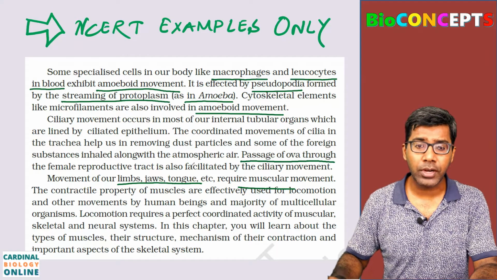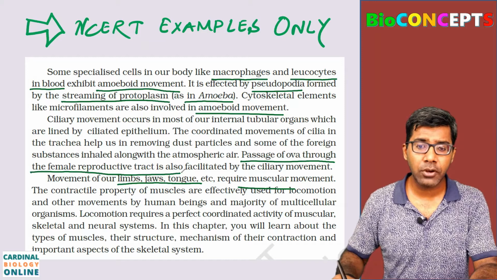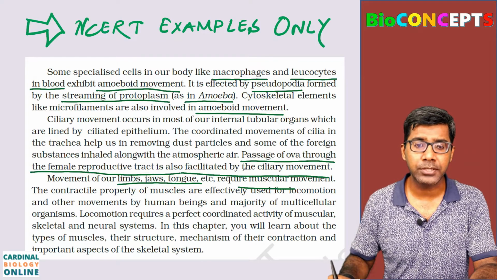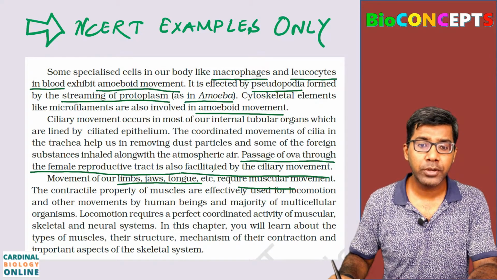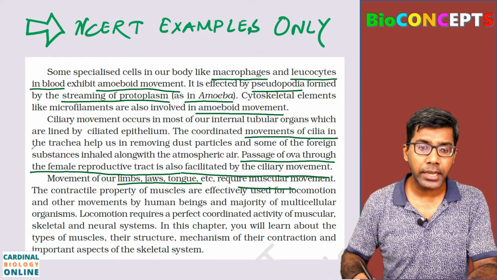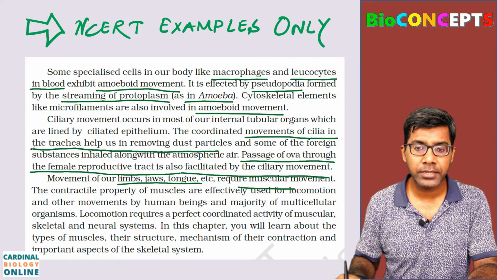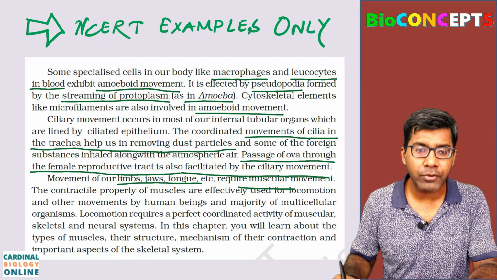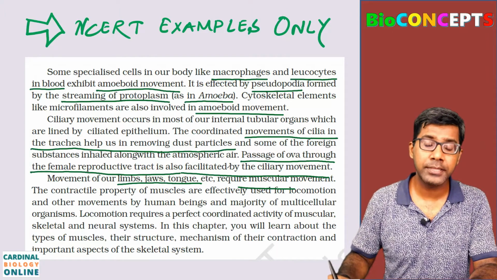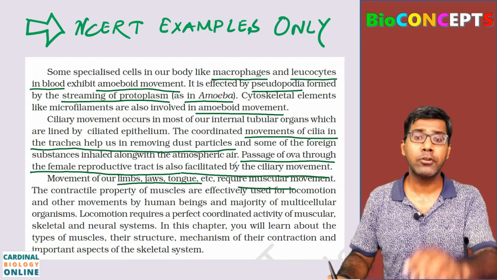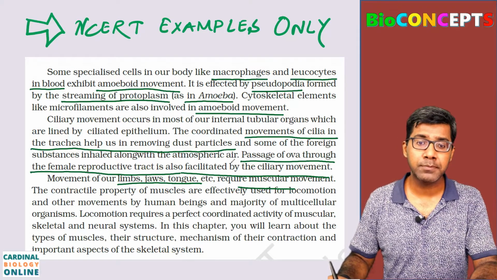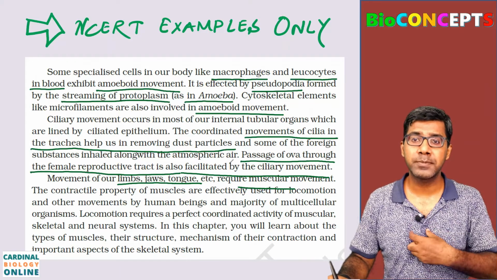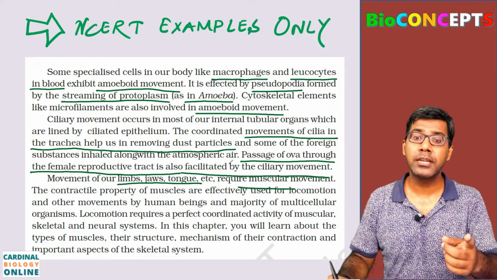Like passage of ova through the female reproductive tract is also facilitated by the ciliary movement. Now, from here you can understand in the human body where you are going to get ciliary epithelium, like coordinated movements of cilia in the trachea help us in removing dust particles. So just by studying in that way, you have already understood that the human body contains, minimum, so many other places may be there, but according to NCERT, right now in this para, you have got the idea that ciliary epithelium is present in two areas. One is the tracheal passage and another one is the female reproductive tract.